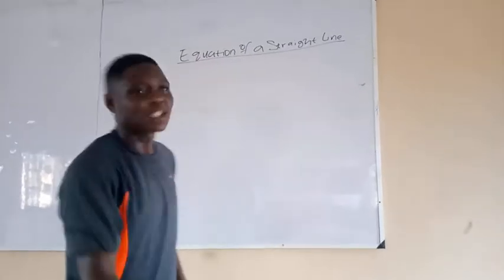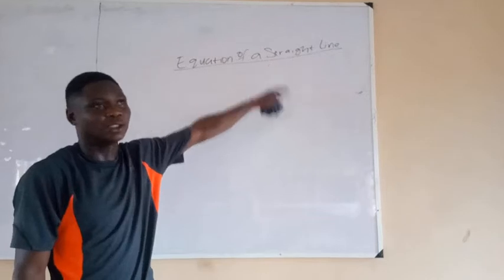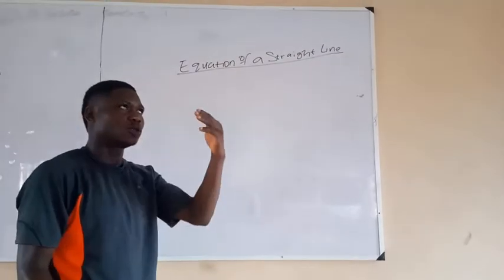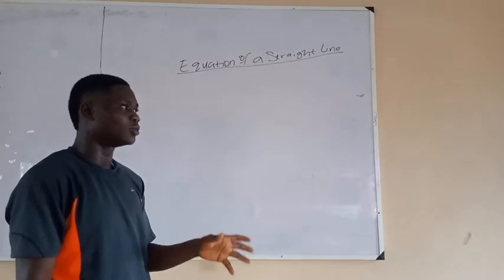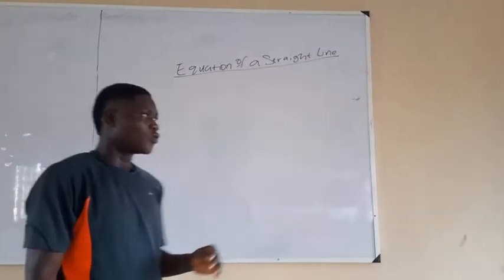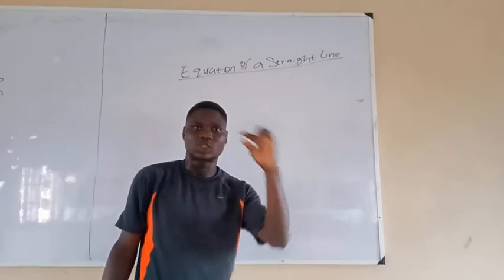Alright, let's mathematize. Today we'll be looking at the equation of a straight line, and we'll talk about three forms of writing the equation of a straight line. Now, before I move forward, let me just state some facts. For you to call an equation a straight line, there are two things you must check out for.